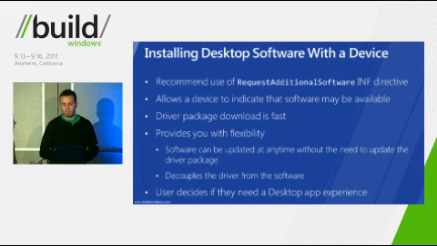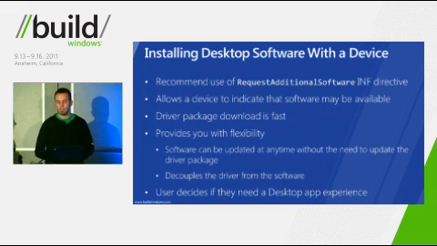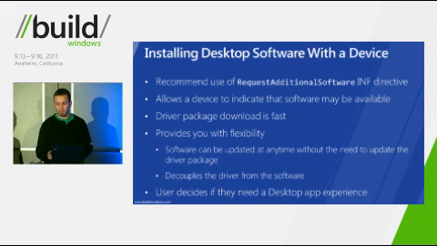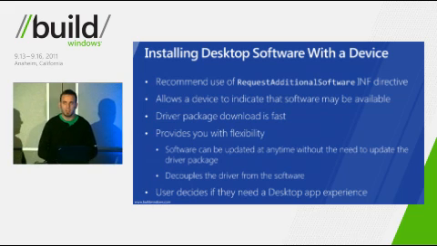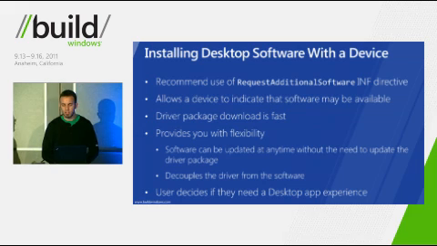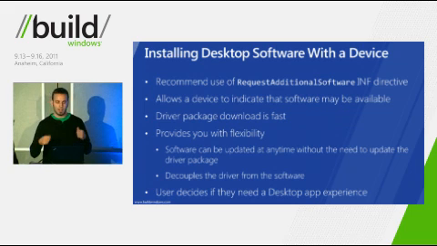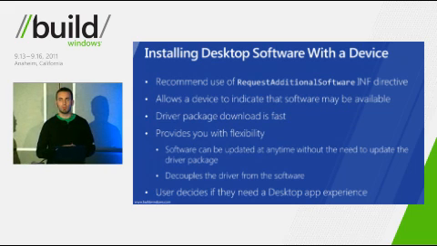Basically, the way you do that for desktop software is we recommend the use of the RequestAdditionalSoftware INF directive. And I'll get into more about exactly how this looks on the next slide. But basically, the way that it works is for a given INF file, you say that this INF file should request additional software, where the additional software doesn't necessarily have to be there right away. So it's a very loose coupling.